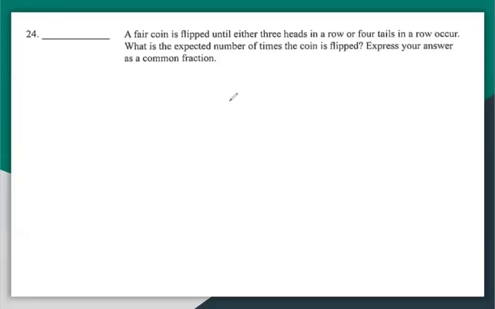So we have another MATHCOUNTS national problem, number 24 on the sprint test. A fair coin is flipped until either 3 heads in a row or 4 tails in a row occur. And we want to find the expected number of times the coin is flipped, basically.